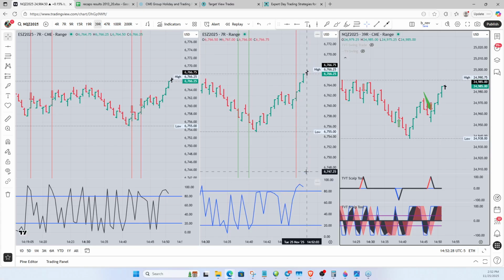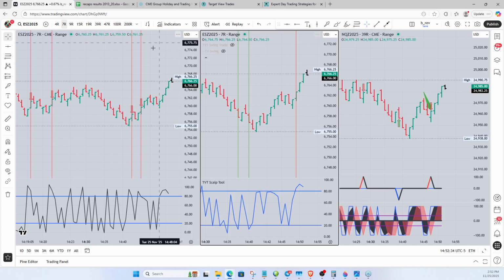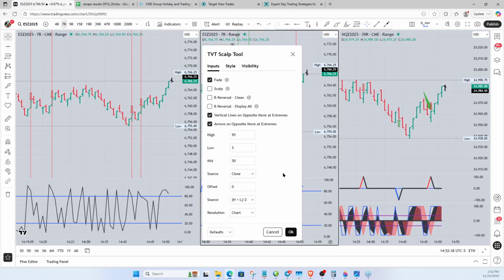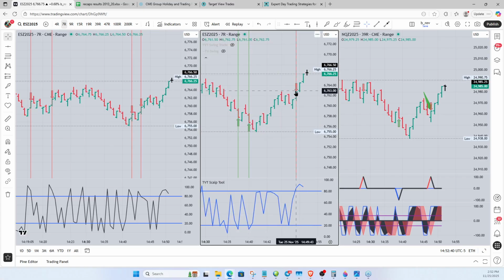And this fade right here actually did turn into a trade. I didn't even notice it. It did turn into a trade. I gotta put the arrows on. The arrows kind of jump out at me more than the lines. Okay, so the fade actually happened right there, and I didn't get that. Obviously.